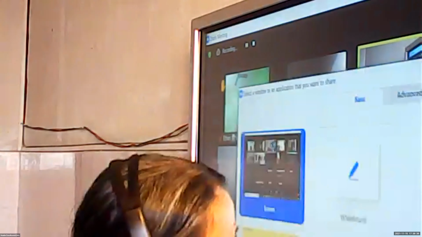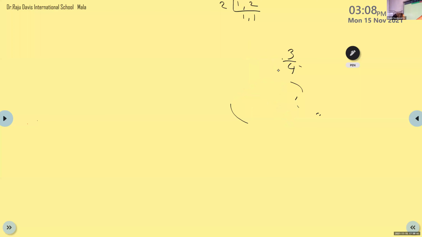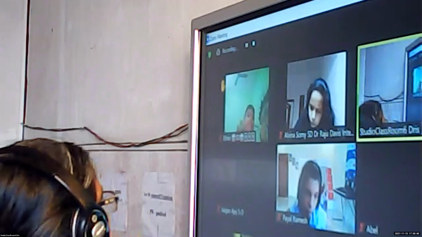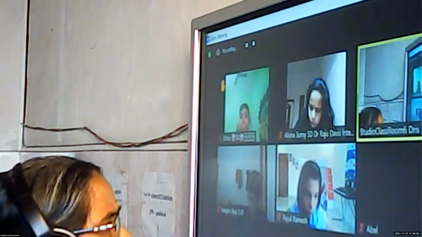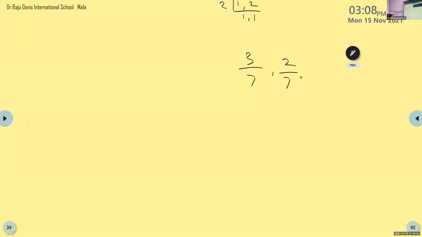For example, now 3/7 and 2/7. Which is larger here? Ethan, can you tell me which is larger? 3/7 is larger. Which is smaller, Noel? 2/7 is smaller. And if you want to add, what will you get? 3/7 plus 2/7. You will get 5/7.